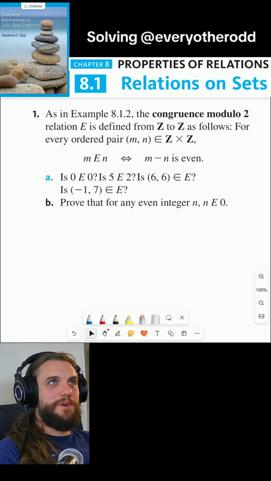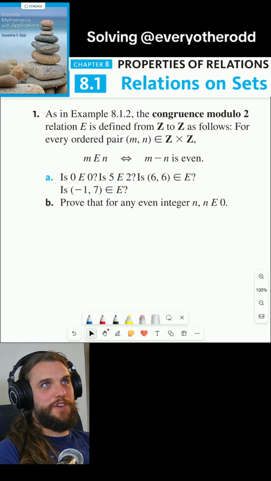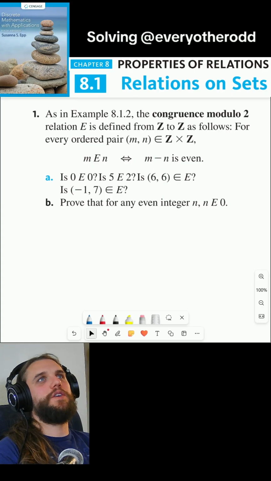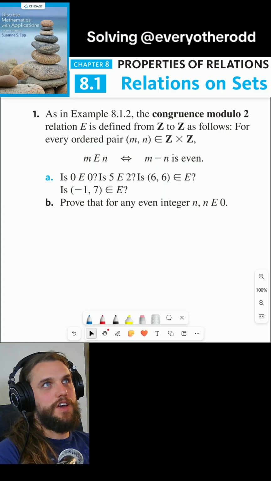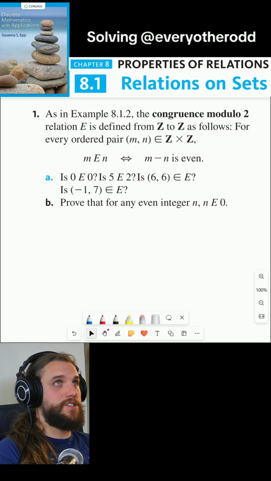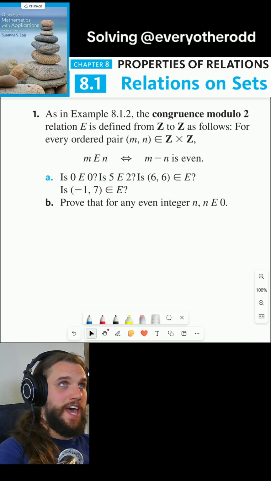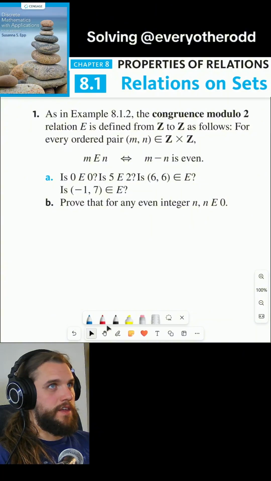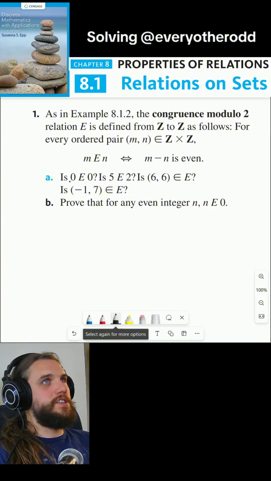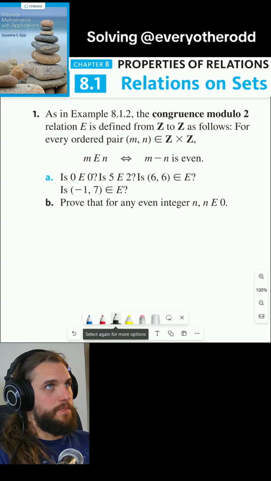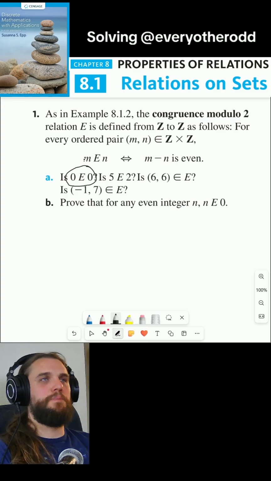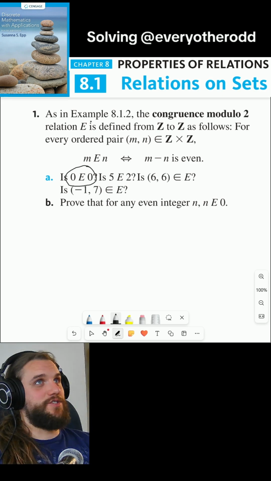As in example 8.1.2, the congruence modulo 2 relation E is defined from Z to Z as follows. For every ordered pair M, N in Z cross Z, M is related to N if and only if M minus N is even. Part A: is 0 related to 0? Now, it says here 0E0, but E is a relation. It says right here, relation E.